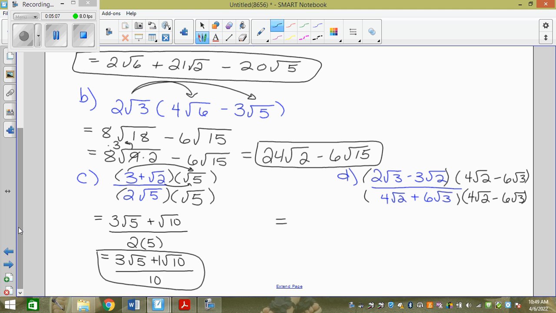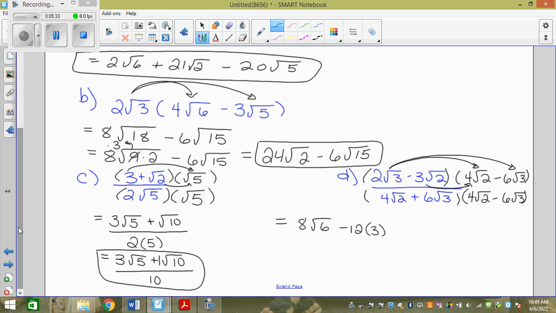Equal sign. So I get 2 root 3 times 4 root 2. 2 times 4 is 8. Root 3 times root 2 is root 6. And then 2 root 3 times negative 6 root 3. 2 times negative 6 is negative 12. Root 3 times root 3 is 3 in brackets.